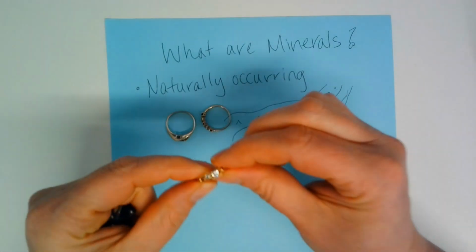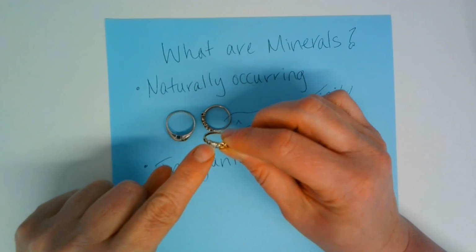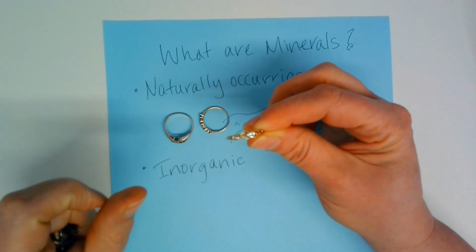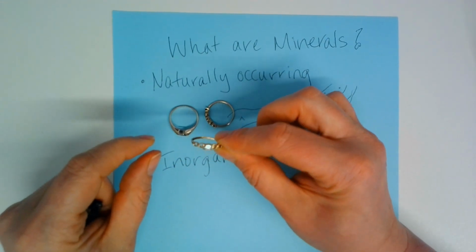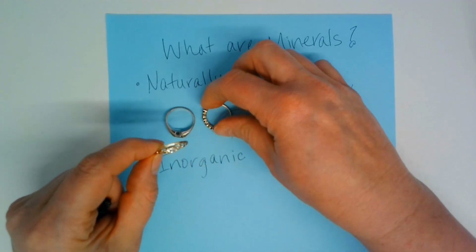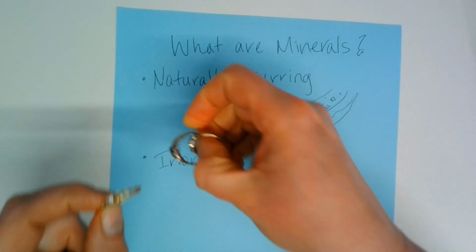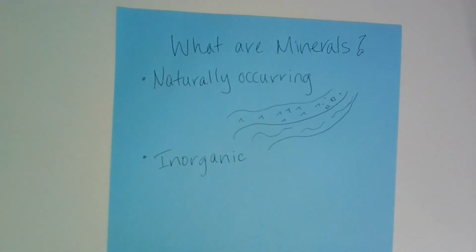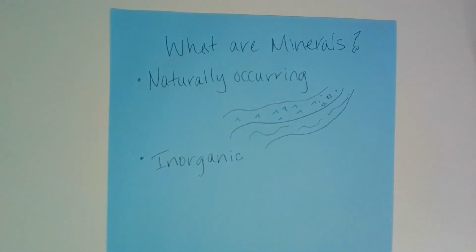I also have this, which is not naturally occurring. This is not a gemstone, it's a piece of plastic. And I bought this when I was a kid, so obviously it doesn't have any value, but it's a pretty looking ring, and so I bought it. I didn't know that it had no value until I was older. So those would be examples of minerals that are both naturally occurring and non-naturally occurring, and then inorganic.